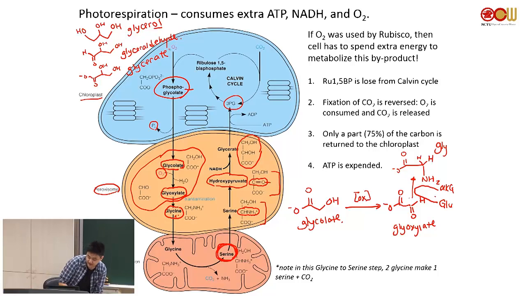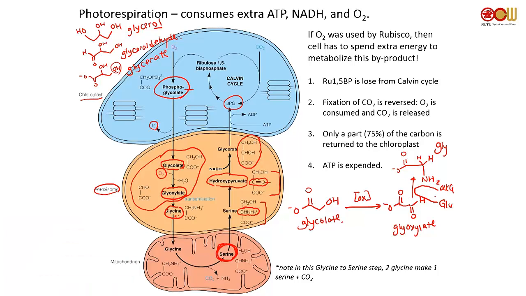So glycerate can then become 3-phosphoglycerate, and of course the 3-phospho happens right here. And then 3-phosphoglycerate can go back into the Calvin cycle or the central metabolism, and then you can do whatever you have to do. Once you get back to glycerate, you can convert it into 3PG, and 3PG can become G3P. My bottom line is that if the Rubisco uses O2 instead of CO2, then the cell actually has to spend extra energy to metabolize this byproduct. Where's the extra energy? For example, you have to use NADH right here. You have to use ATP, for example. So instead of using this 2PG, you're actually burning extra stuff, okay?